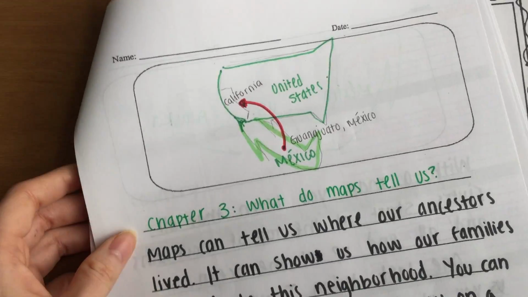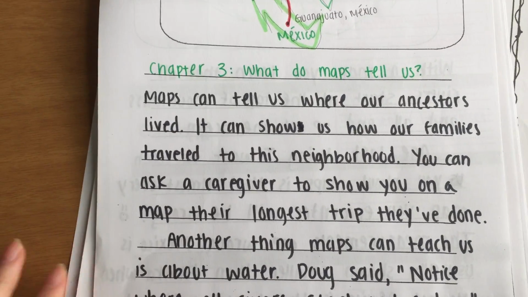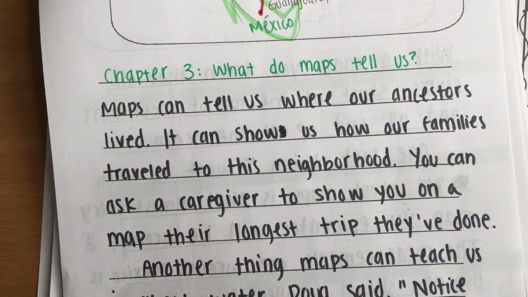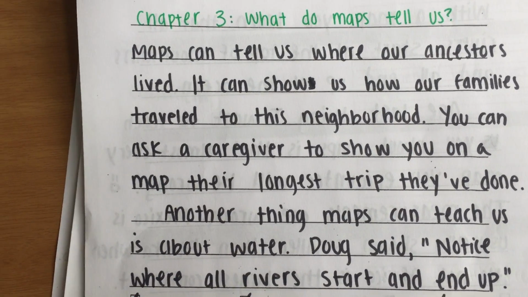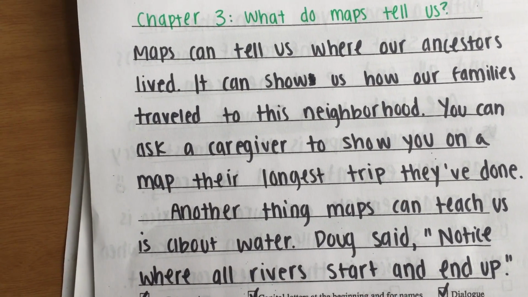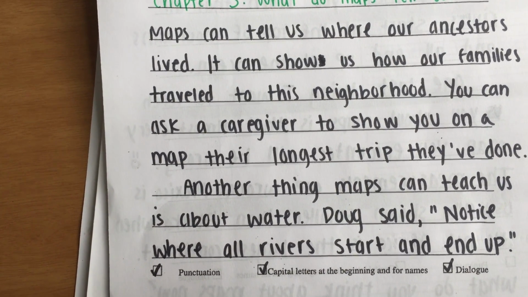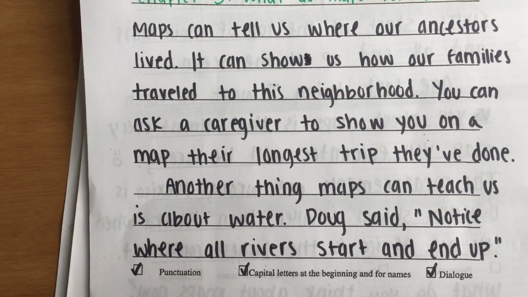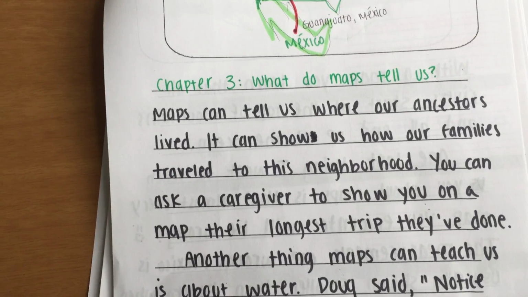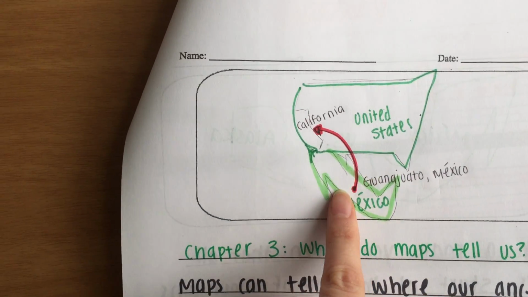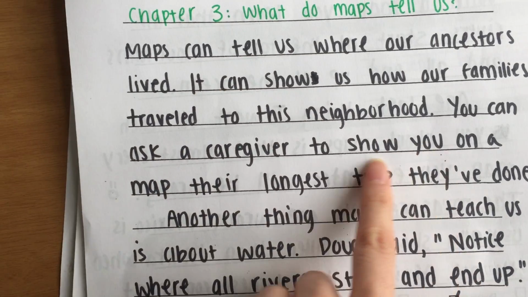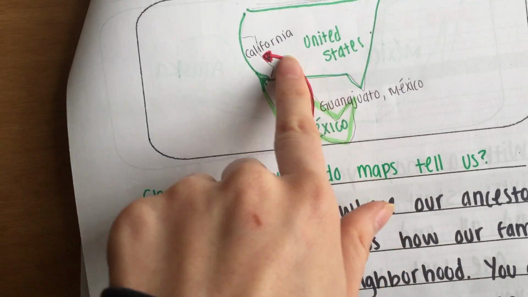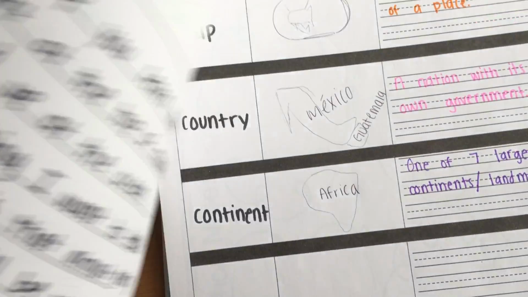All right, chapter 3. What do maps tell us? Maps can tell us where our ancestors lived. It can show us how our families traveled to this neighborhood. You can ask the caregiver to show you on a map their longest trip they've done. Another thing maps can teach us is about water. Doug said, notice where all the rivers start and end up. So for example, I showed where my ancestors traveled from all the way to California. So from Guanajuato, Mexico, all the way to California. That's what maps can tell us.